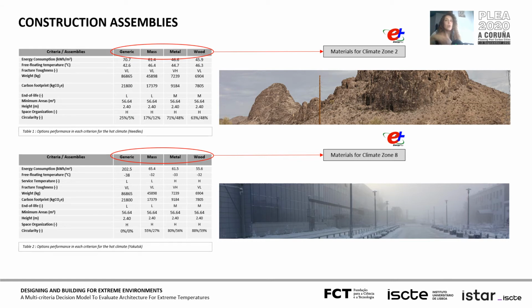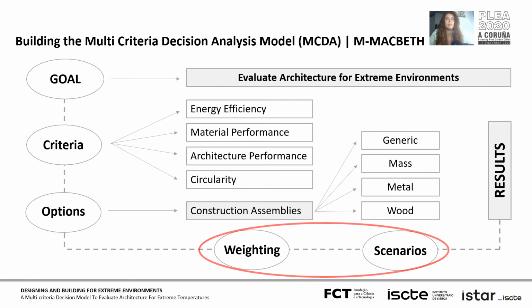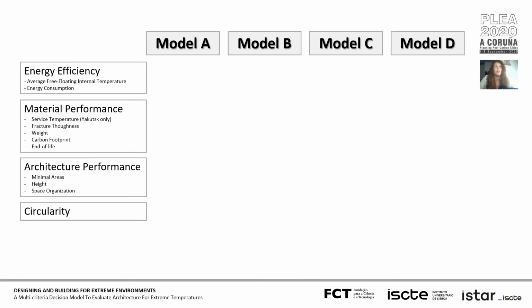These tables show how these options perform on all of the criteria mentioned above, which are represented on the left. Now, the next step is to weight our criteria and create scenarios. So on the left, we have our criteria, and above we have all of our models or scenarios.